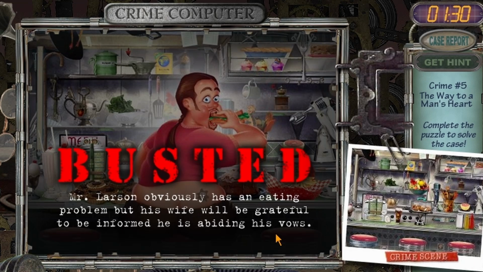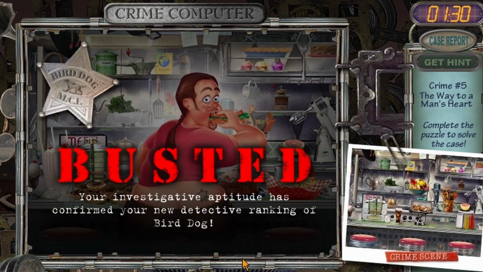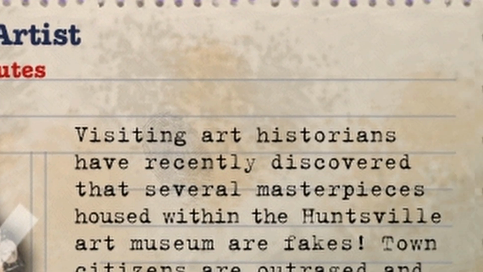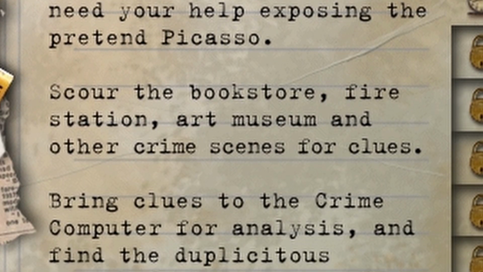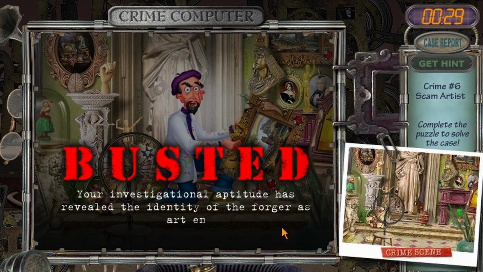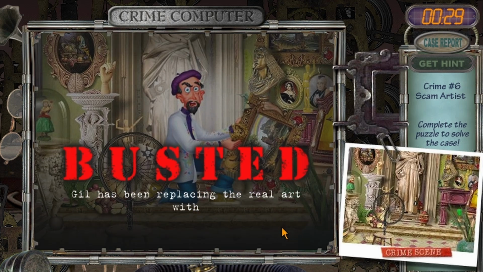Therefore, after finding Mrs. Larson's husband, the protagonist received a ranking of a bird dog. The sixth case with the rank of a bird dog is called The Scam Artist. The historians visiting Huntsville Art Museum noticed artworks and art pieces that were fakes. The protagonist found out via crime computer that it was guilty as hell, or should I say Guilty Azel, get it? A forger who has been replacing real art pieces with fake ones so he can sell the real ones online. The skull emblem is on his smock.